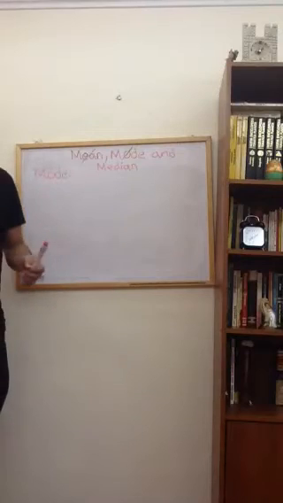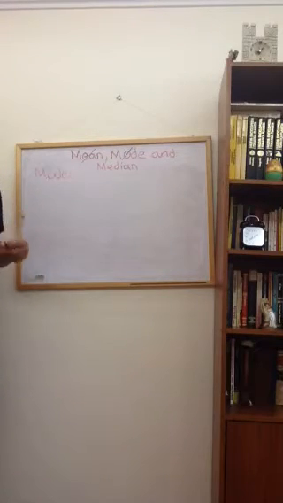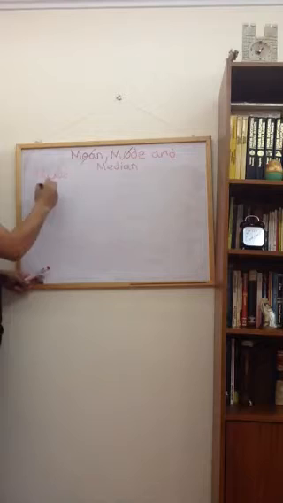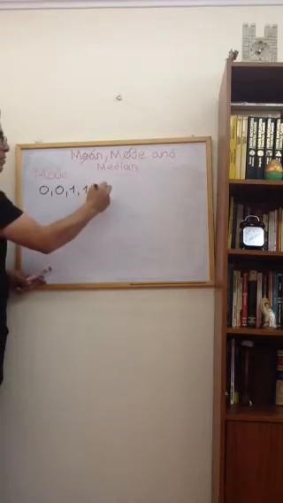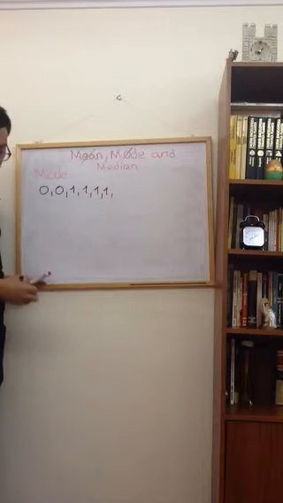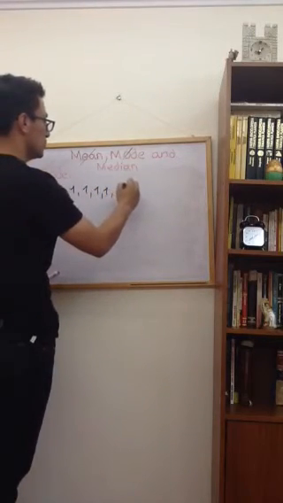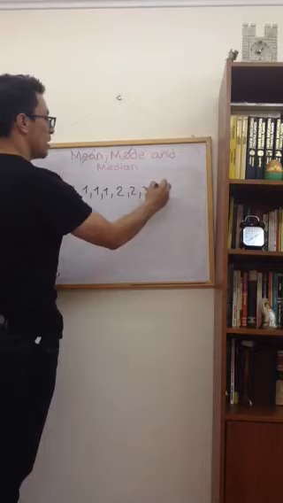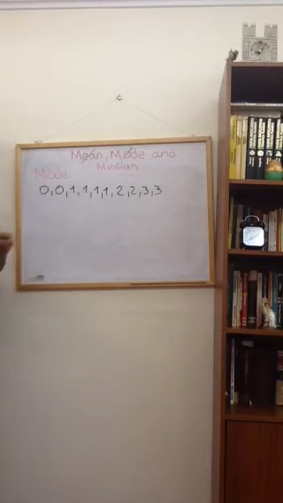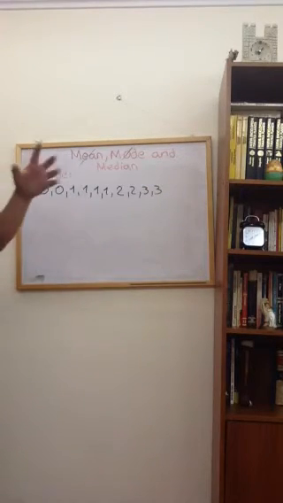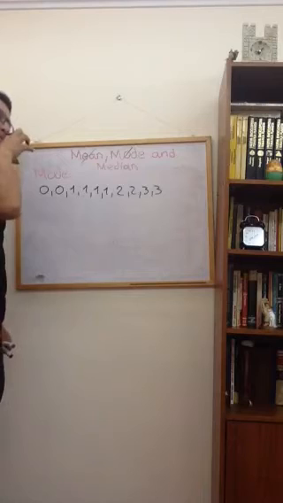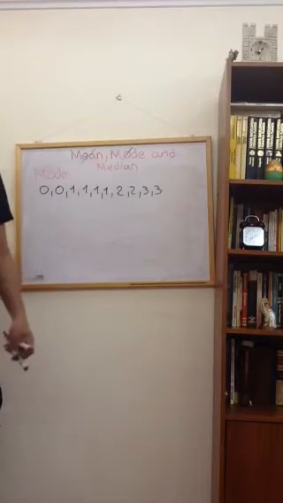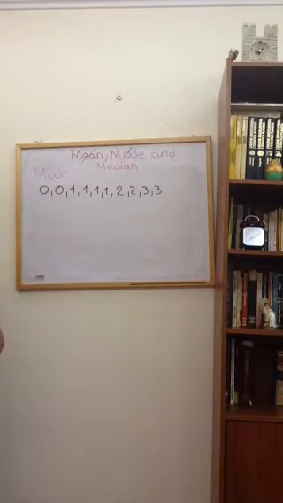We're going to write the organized data that I didn't at first. So we have 0, 0, 1, 1, 1, 1, 2, 2, 3, and 3. This is the organized data, remember? As I explained previously in the beginning of this presentation, the mode is the number or the numbers that repeats more often.